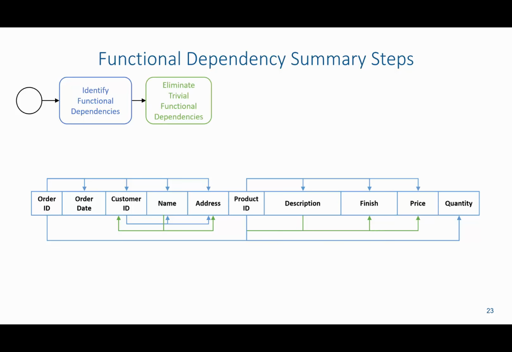The next thing that we're going to do is eliminate all the trivial functional dependencies. So these would be the augmented and equivalent functional dependencies, and they should be removed.